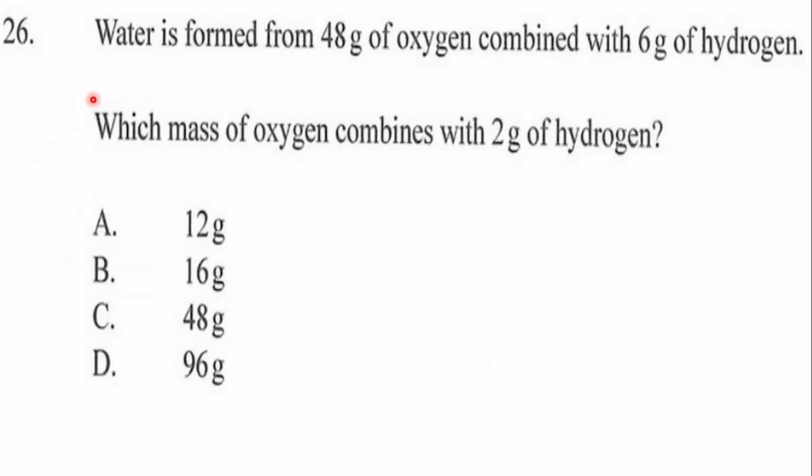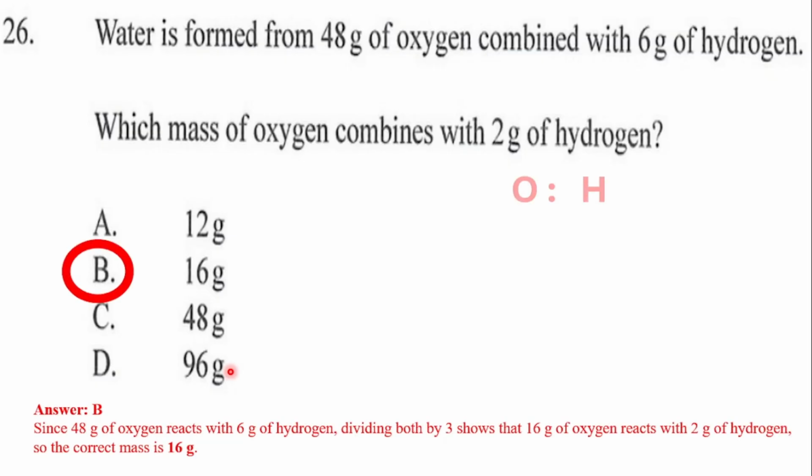Question number 26. What is formed from 48 grams of oxygen combined with 6 grams of hydrogen? Which mass of oxygen combines with 2 grams of hydrogen? Is it A, 12 grams, B, 16 grams, C, 48 grams, or D, 96 grams? The correct answer is definitely going to be B, 16 grams, because if you notice, we have oxygen to hydrogen. We have 48 grams of oxygen, and we have 6 grams of hydrogen.